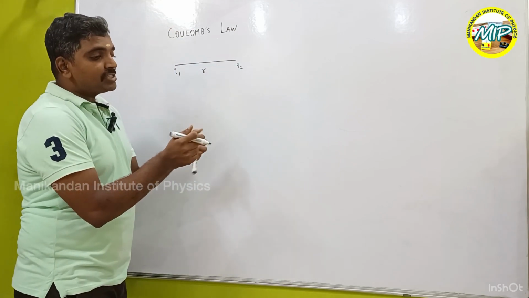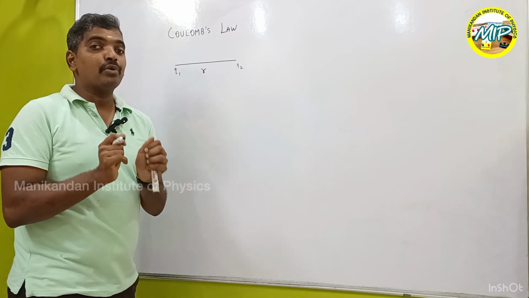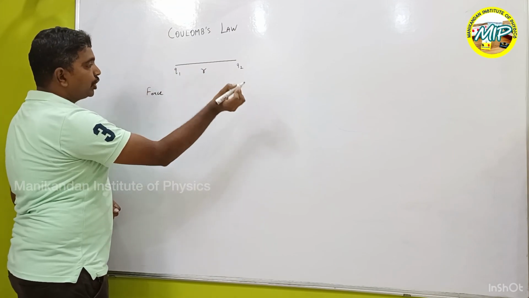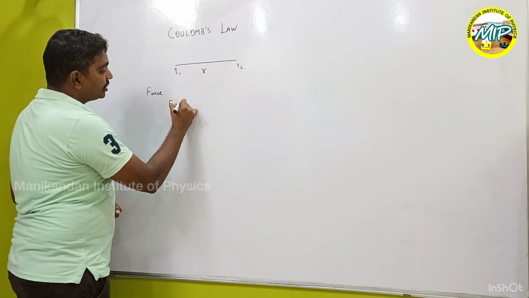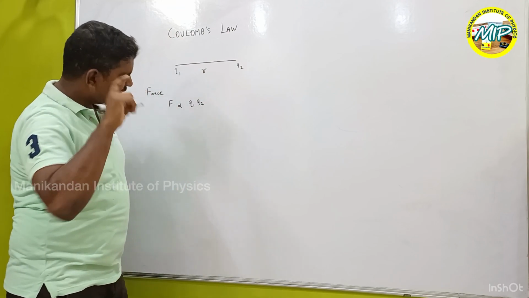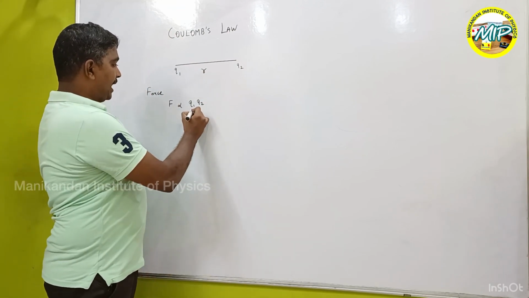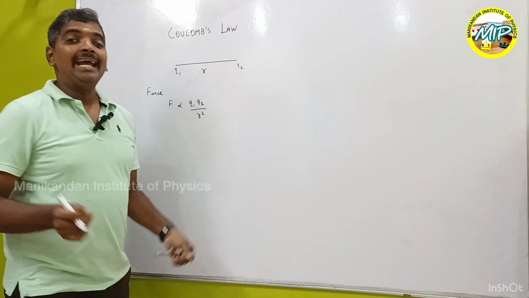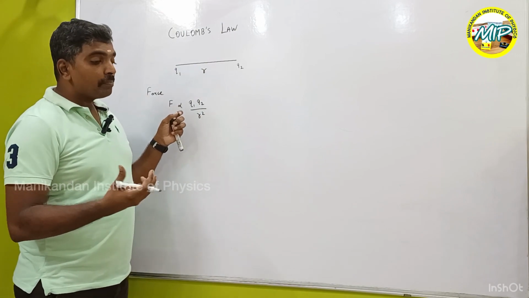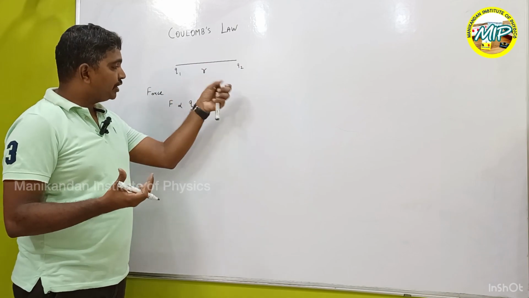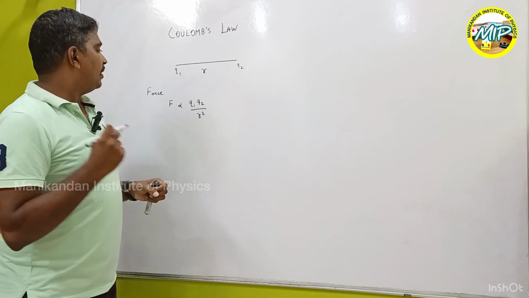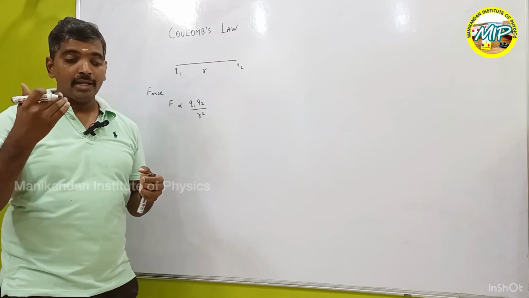First, there is a repulsion force, and I am going to write only the magnitude of the force. So the force F between q1 and q2 is directly proportional to the product of the charges q1 and q2, and inversely proportional to the square of the distance between them. When the magnitude of the charges increases, the force between them increases, and when the separation between the charges increases, the magnitude of the force will reduce.